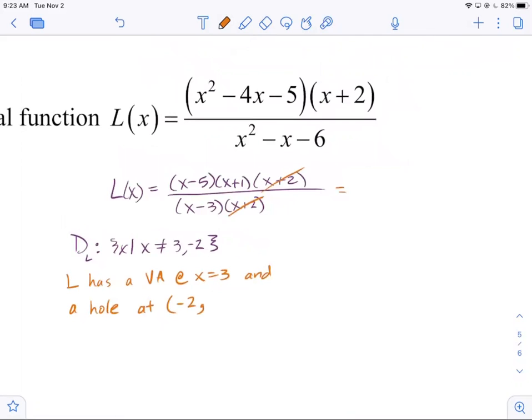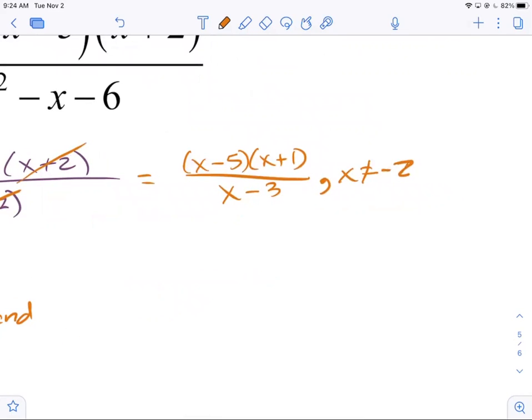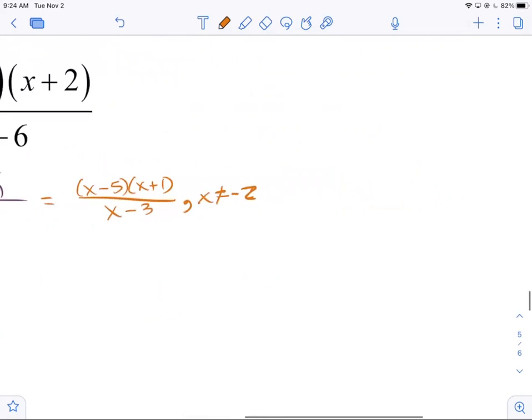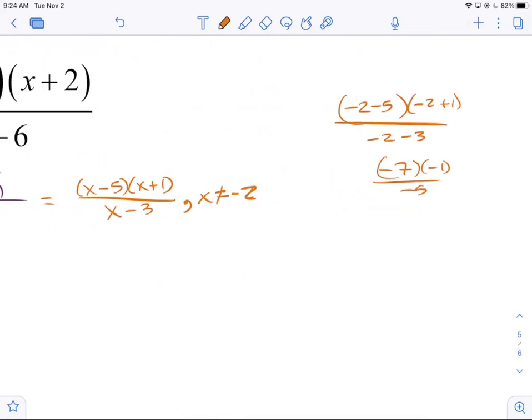You could just say that this equals, you can come right next to it and write the simplified version if you want, all over x minus 3, and then say that x cannot equal -2. And then to get the y value of the hole, of course, we plug a -2 directly into where we just said not to use it, right? So if you don't want to say y of -2, we'll just do it off to the side in our workbench. Let's do that. -2 minus 5 all over -2 plus 1 all over -2 minus 3. So that's -7 times -1 over -5. And that looks like it's going to be -7/5.